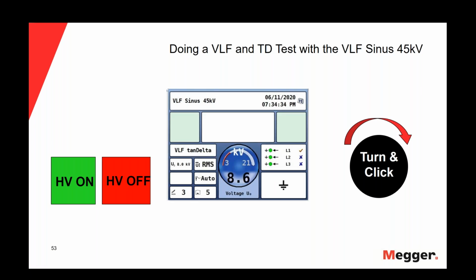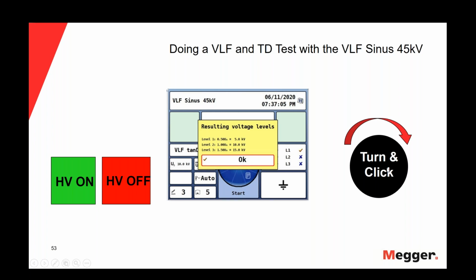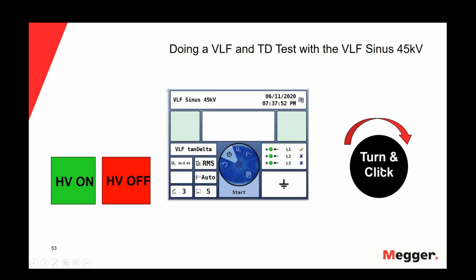And now I need to select the unit voltage for my tan delta test. I will select 10 kV, and I click one more time on 10 kV, and the unit will display the 3 voltage steps that it will apply. The first level is 0.5 U0. Remember that U0 is 10 kV, so 0.5 U0 is 5 kV. 1 U0 is 10 kV, of course, and 1.5 U0 is 15 kV. So I click on OK, and I need to click start to start with the tan delta test.